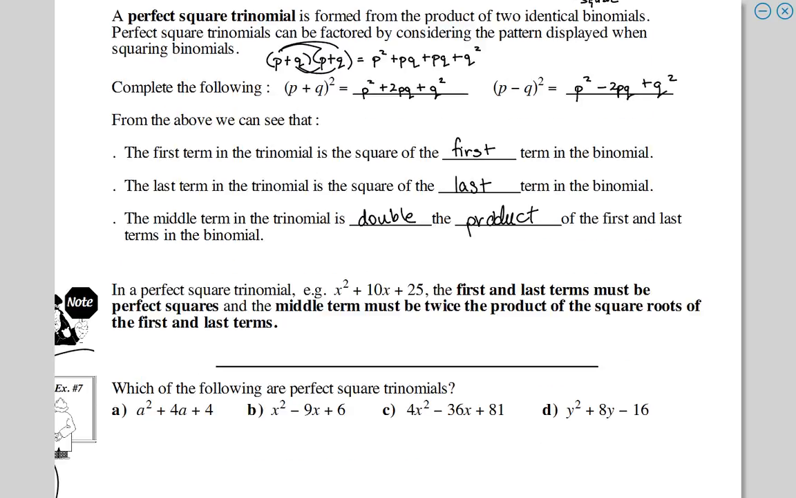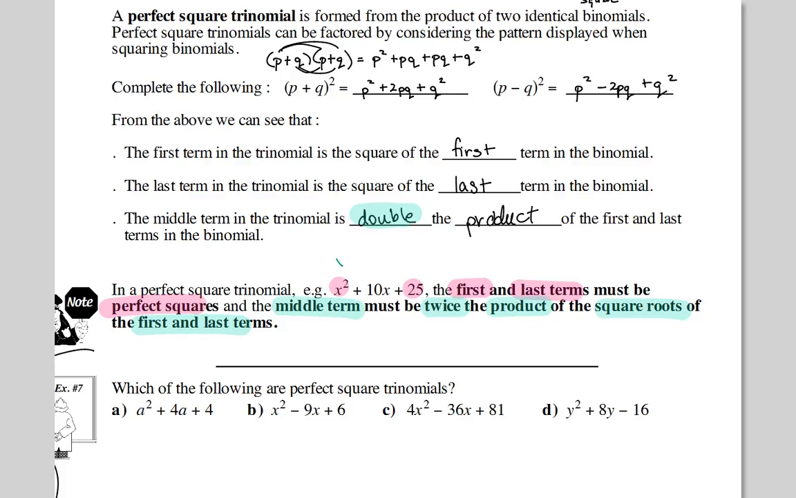Okay, so if we look at this perfect square trinomial, the note here says the first and the last terms must be perfect squares. So let's highlight that, the first and the last. So in this example, is x squared a perfect square? Obviously. What about 25? Yeah, it's 5 by 5. And then it says, in order for this trinomial to be a perfect square, the middle term must be twice, I put double, but same thing, twice the product of the square roots of the first and last.